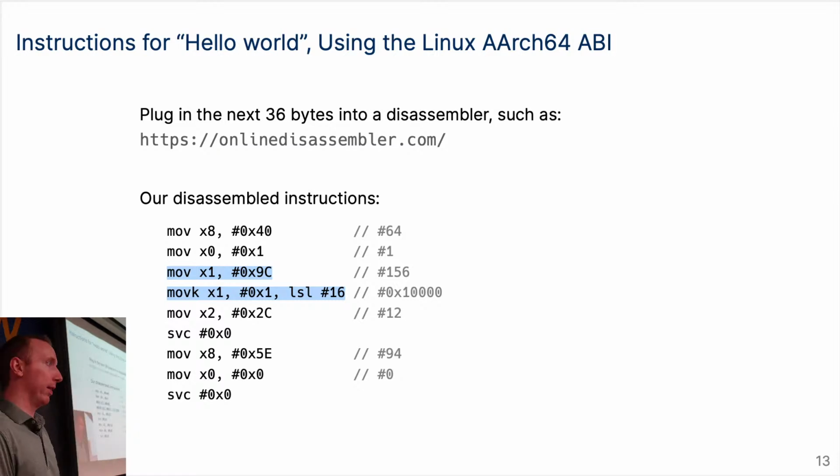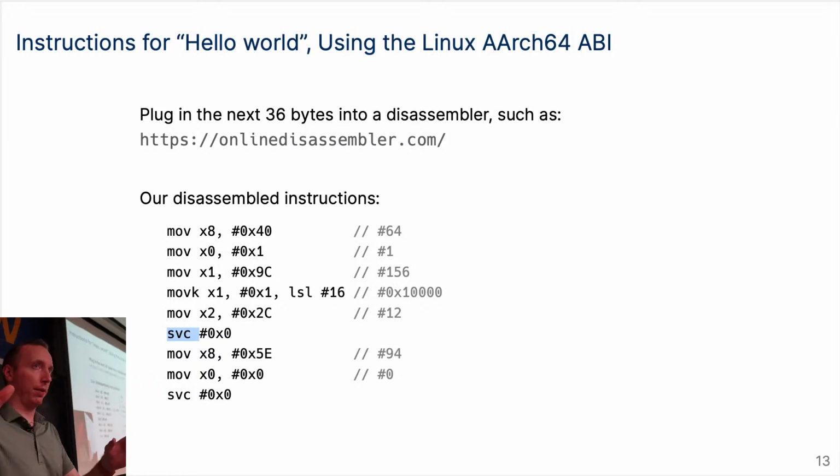And then there's a typo here that I have to fix. We move the value 12, not 2C, into the third argument, which is how many bytes to actually take from that memory address. And then we call home, we do an SVC, and then this would do the write system call. So we're in user mode.